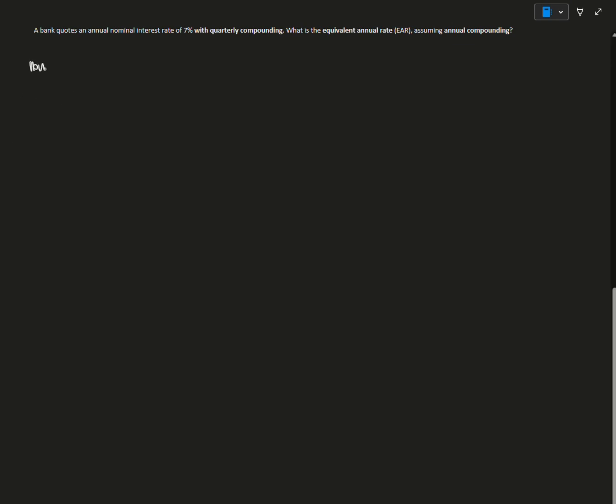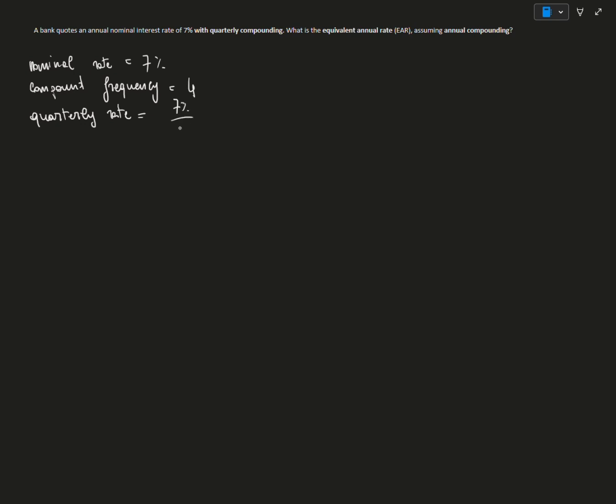We know that the nominal rate is equal to 7%. And we know that the compounding frequency is four quarters in a year. And so we know that the quarterly rate will be 7% over 4, or 0.07 over 4.